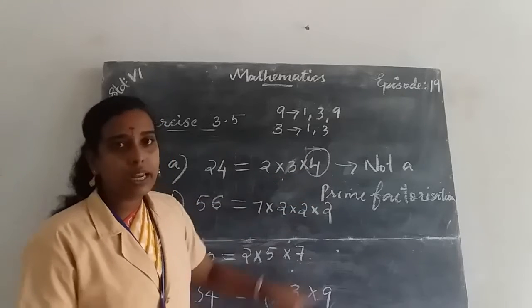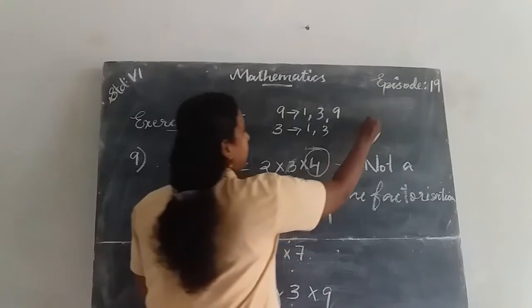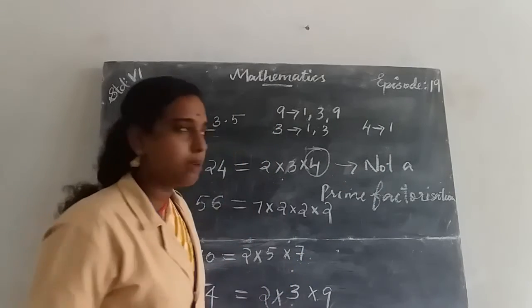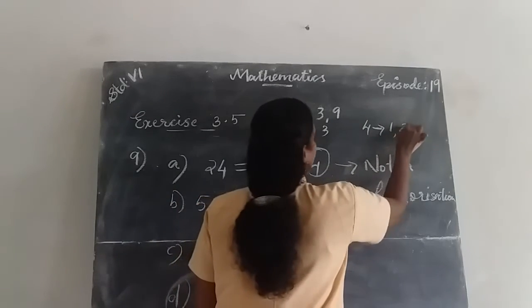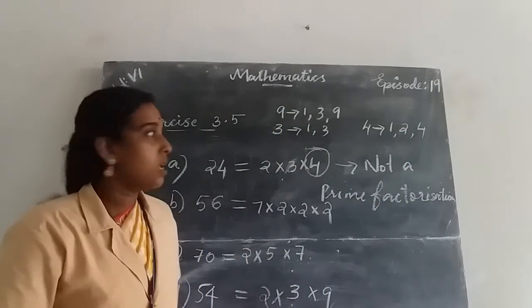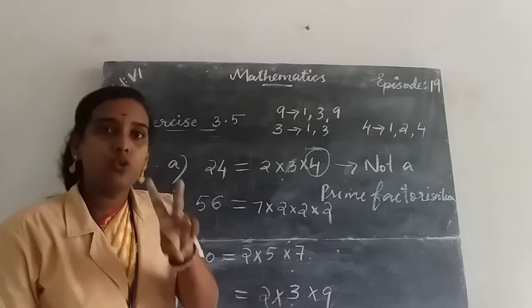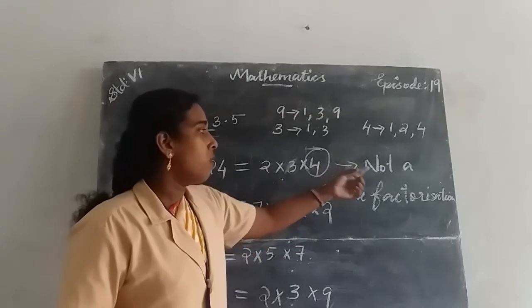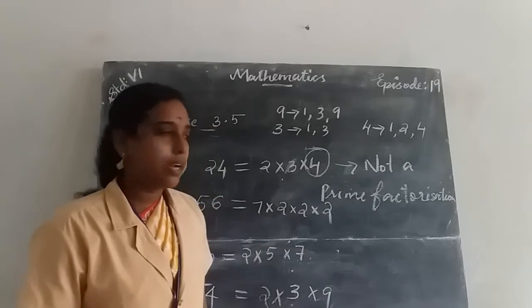Here 4 is not a prime factor. If we take the factors of 4, we get 4 under the table of 1, then under the table of 2, then 4. Here 4 has 3 factors, more than 2 factors. Prime numbers have only 2 factors. So 4 is not a prime number, and it is not a prime factorization.